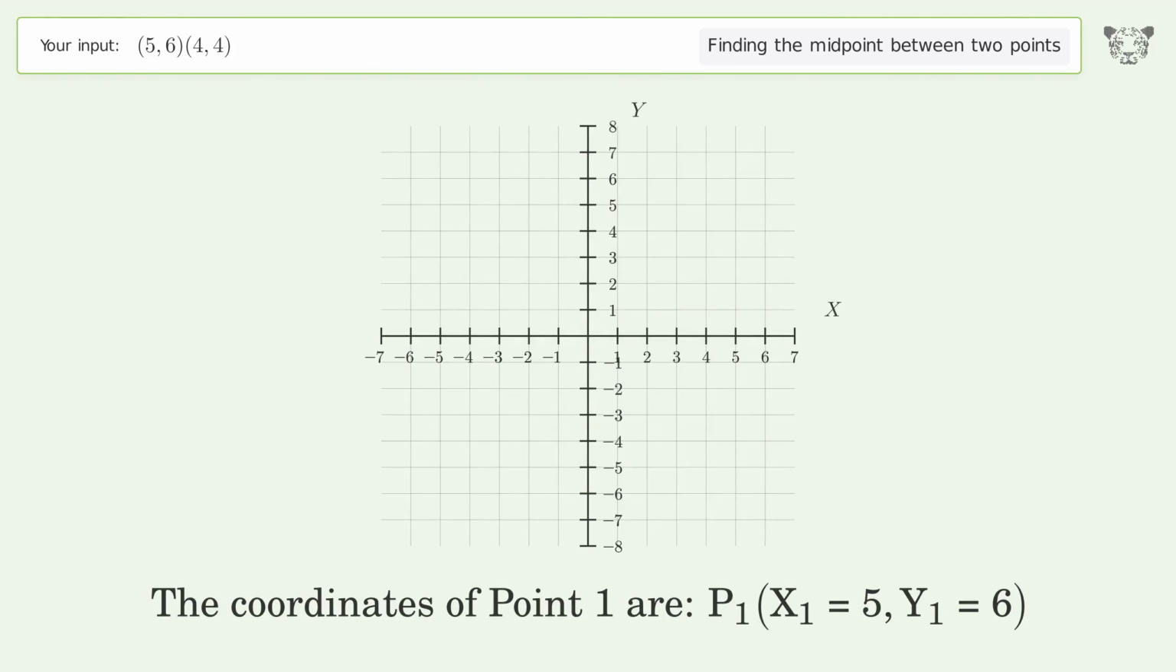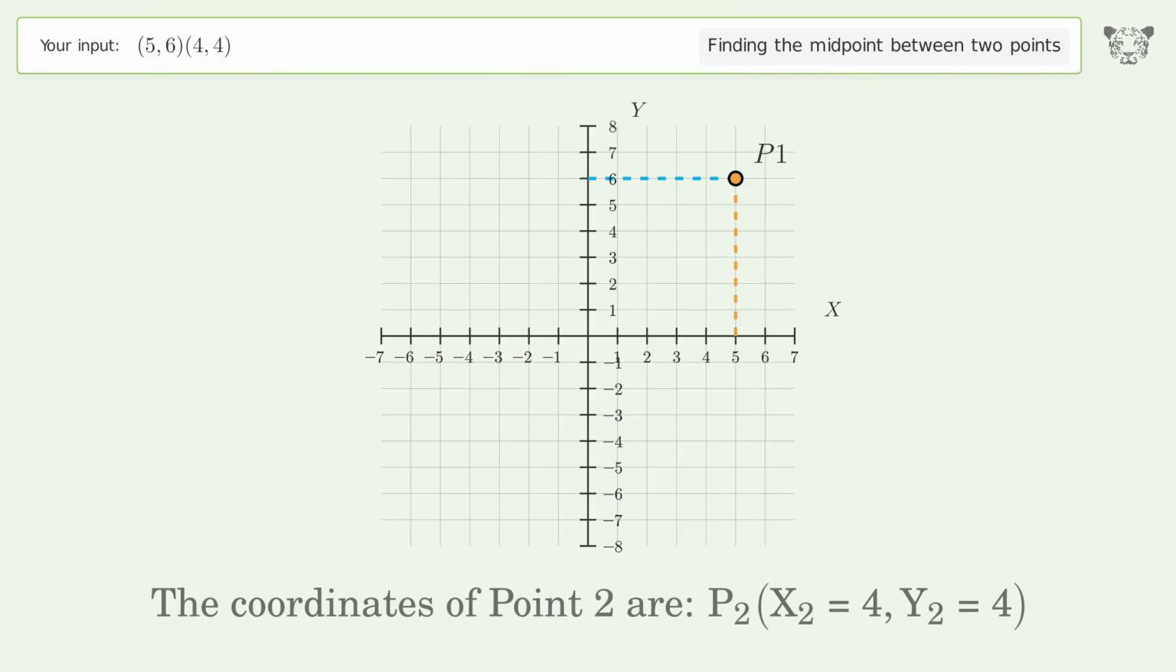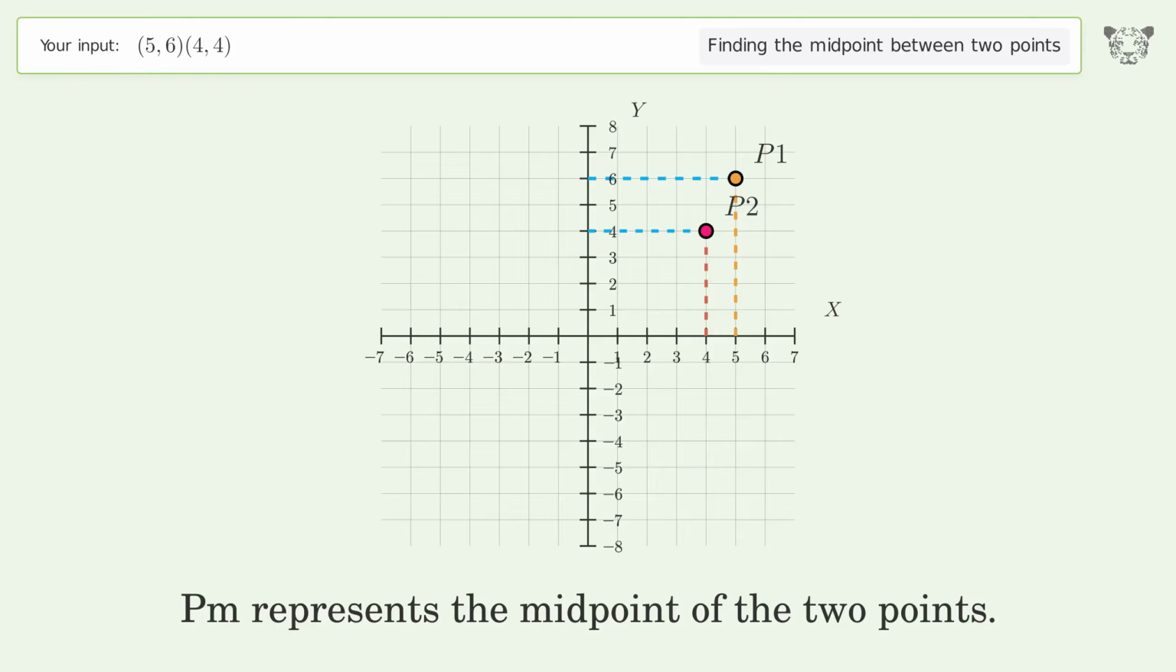The coordinates of point 1 are x1 equals 5, y1 equals 6. The coordinates of point 2 are x2 equals 4, y2 equals 4. PM represents the midpoint of the 2 points.